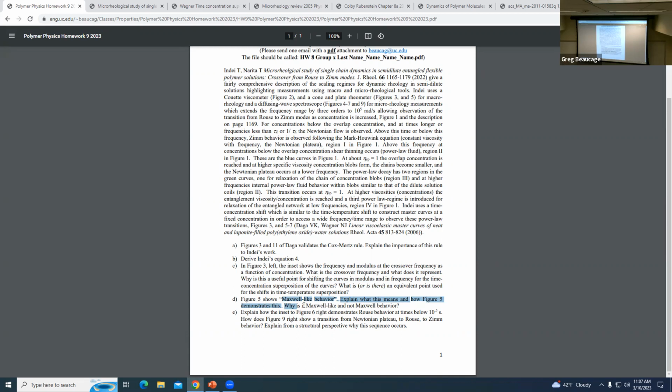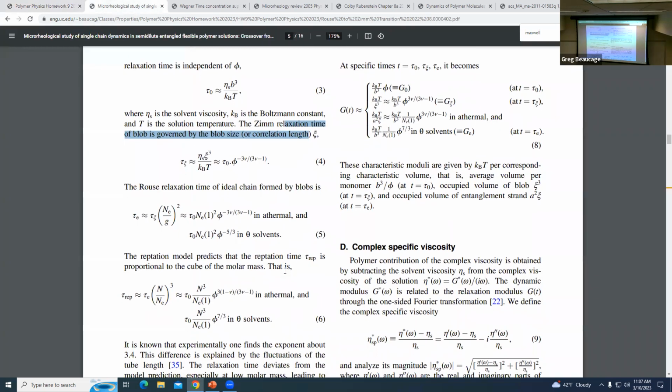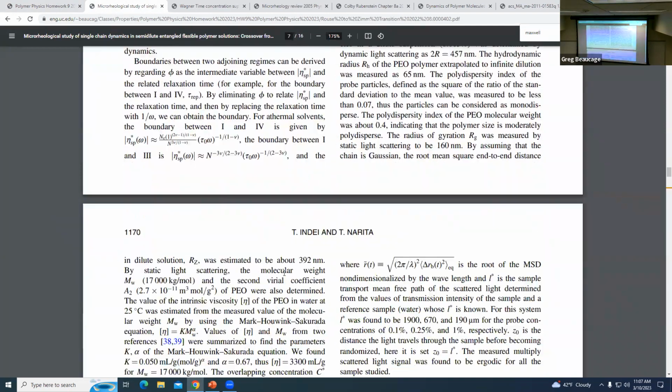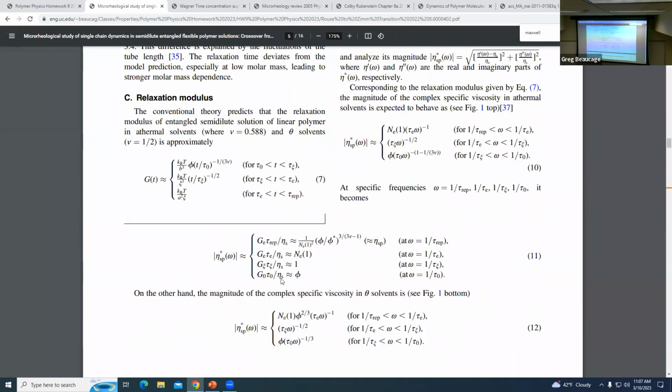So I showed you what the signature of Maxwell was in that plot, and then the inset demonstrates Rouse behavior. Figure 9 just mimics figure 1. If you compare figure 1 and figure 9, it's the same thing, right? He explains figure 1 at the bottom of one of the pages, somewhere down here. He goes through figure 1 step by step.